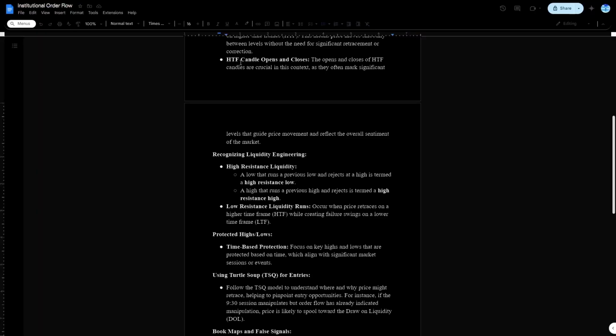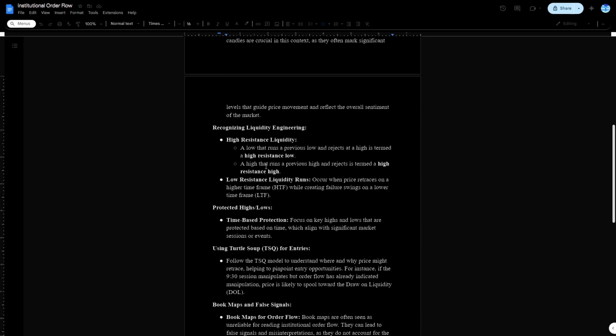This is easier to do while the market is open with your higher time frame candle opens and closes. The opens and closes of the higher time frame candles are crucial in this context, as they often mark significant levels that guide price movements and reflect overall sentiment of the market. We also need to recognize engineered liquidity. High resistance liquidity is a low that runs a previous low and rejects a high and is turned into a high resistance low. A high that runs a previous high and rejects its previous term low is a high resistance high.